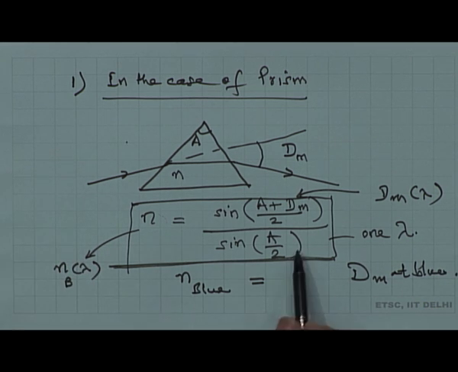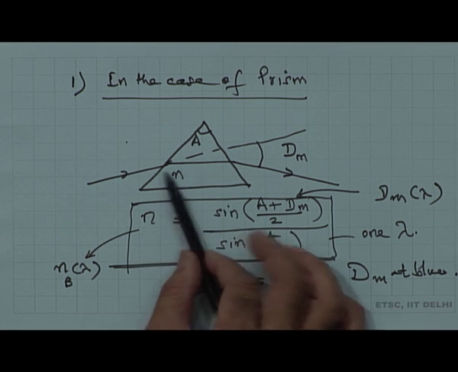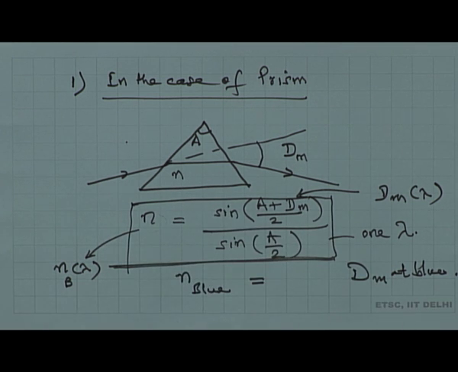So, in the case of a prism, the discussion is strictly true for a particular wavelength, but normally we consider the sodium yellow light and assume that all the discussions that we have are for yellow color, but otherwise this formula is true for a particular color or a particular wavelength only.